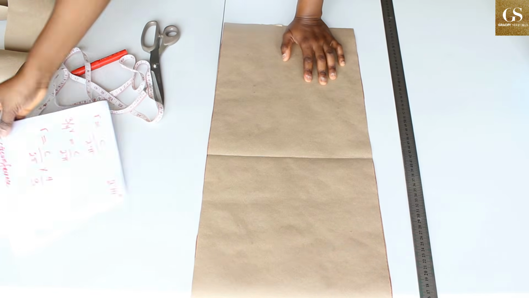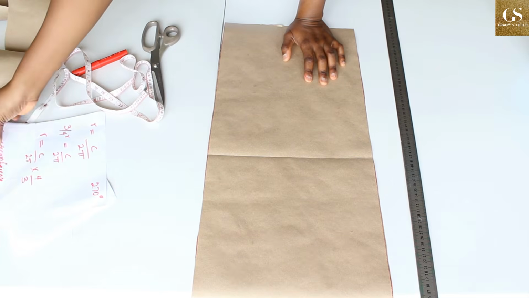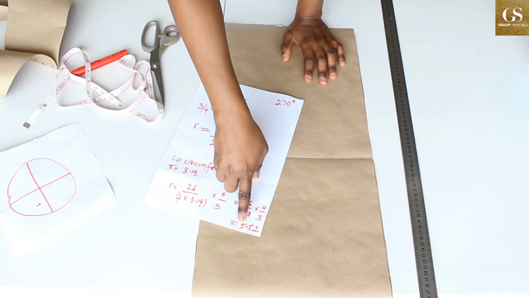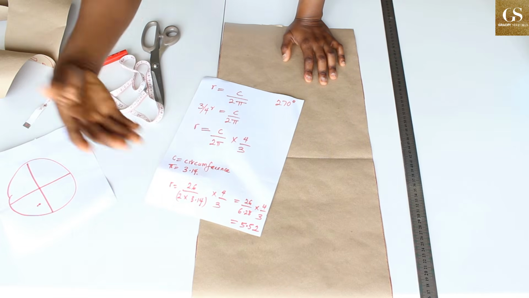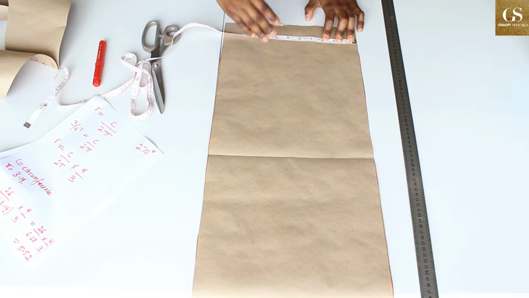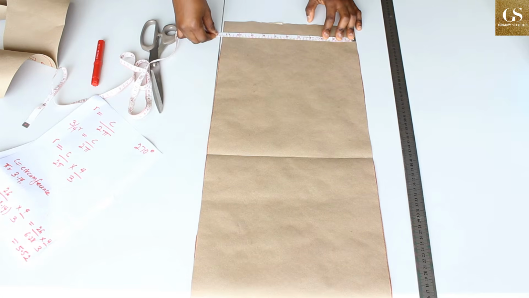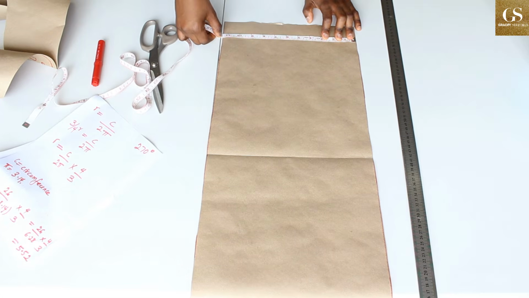And then the length of the flare is 5 inches. So 5.25 plus 5, that will be 10.25. So I can approximate that to 10.5. So guys, the length of the fabric that I need is 10.5 inches, right? So what I have here is about 11.5, which is fine.